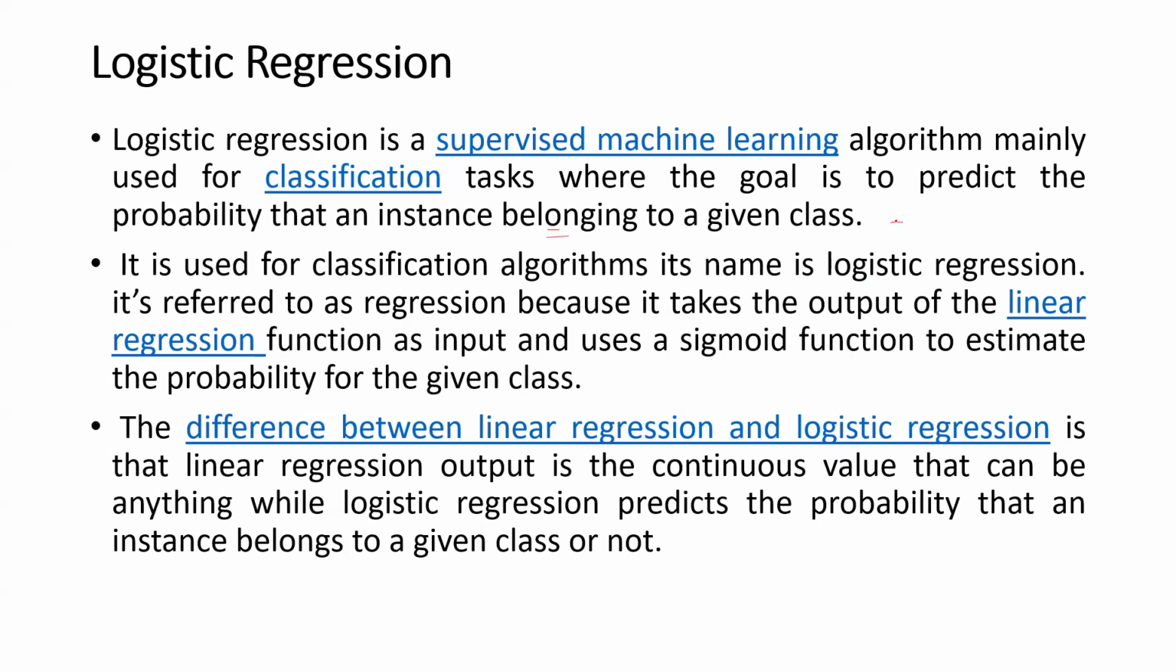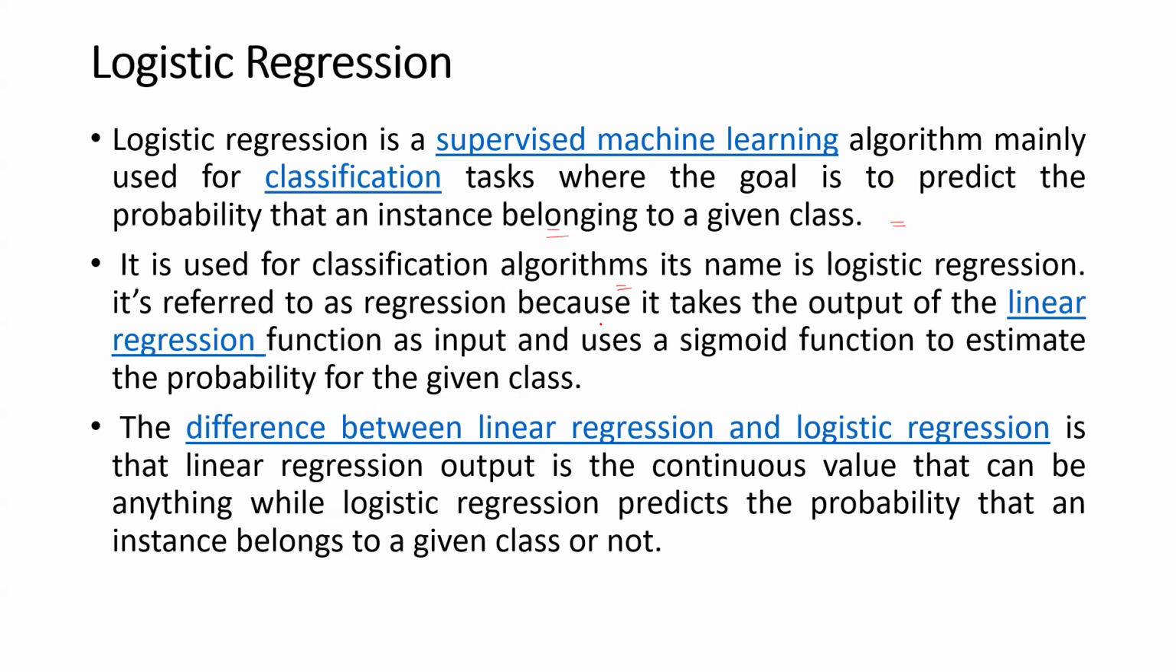Okay, we are going to find out the probability and we are going to set a threshold value. If it is above that threshold value, it belongs to one class. If it is below that particular threshold value, it belongs to the other class. It is used as a classification algorithm. Its name is logistic regression.